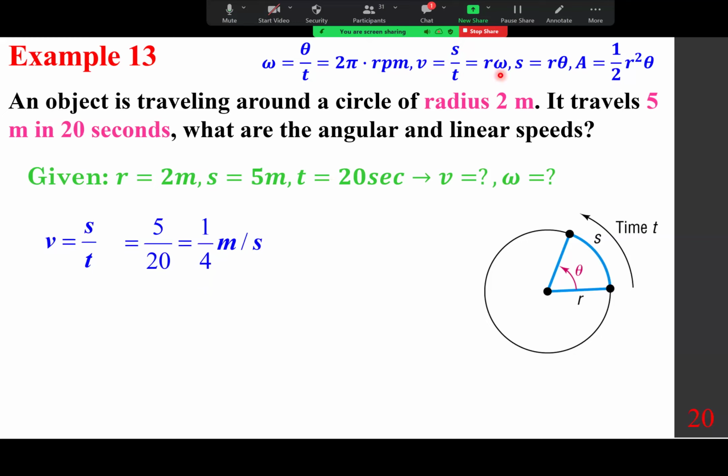What about omega? V equals R omega, which makes omega V over R. So this one divided by R. 1/4 divided by 2, 1/8 radian per second. Again, very straightforward, everybody.